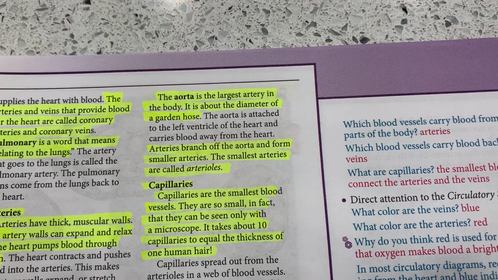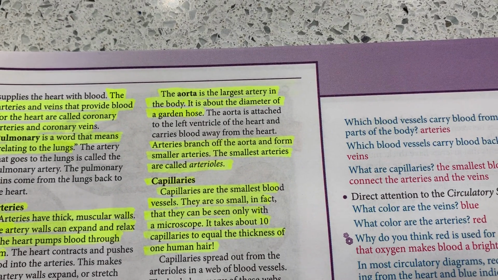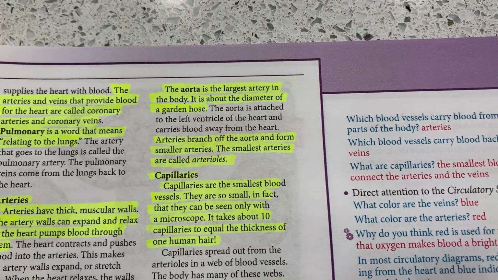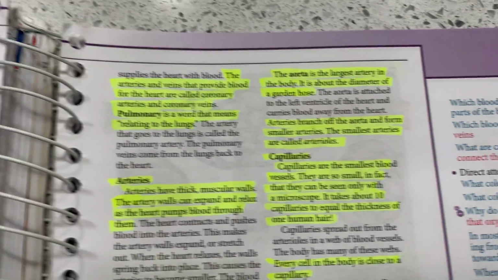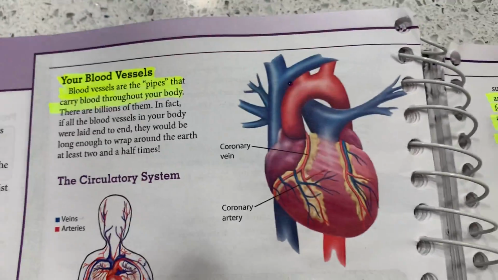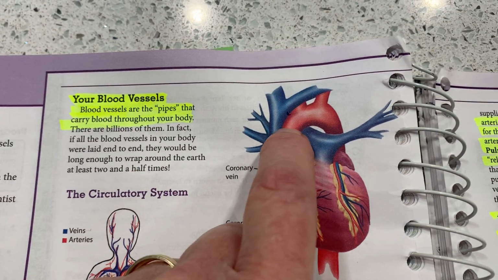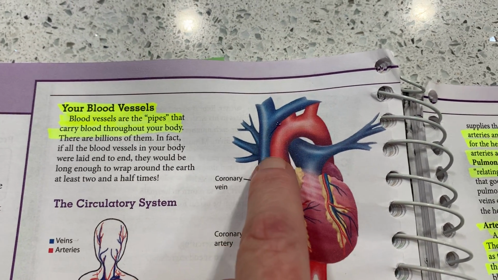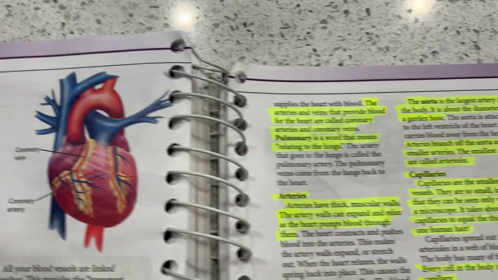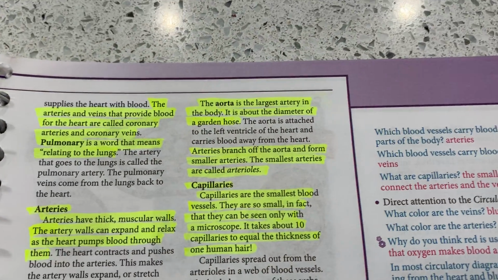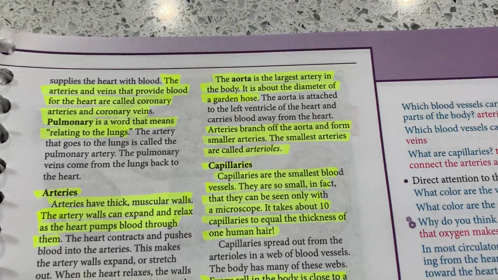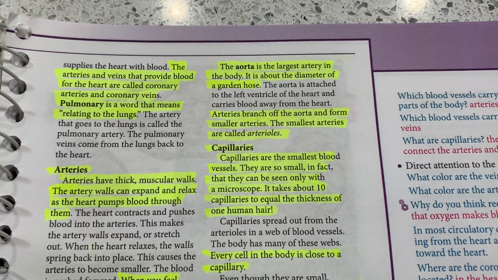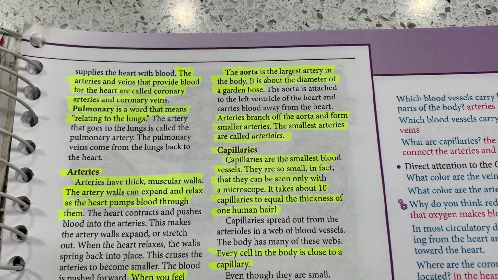Let's look right up here. The aorta is the largest artery in the body, and it is about the diameter of a garden hose. So without moving the camera too fast, I will bring it back over. It's not labeled, but that is your aorta right there. Okay? Arteries branch off the aorta and form smaller arteries, and the smallest arteries are called arterioles.